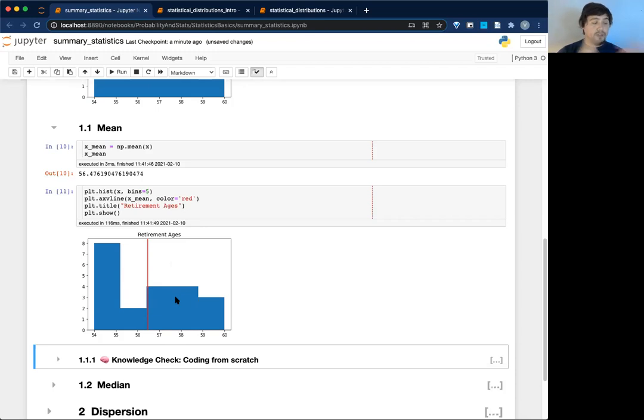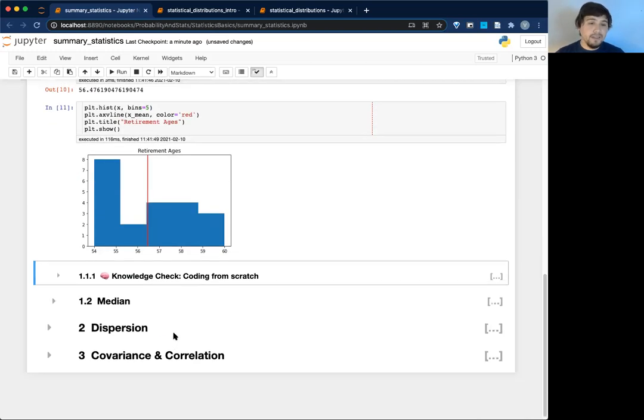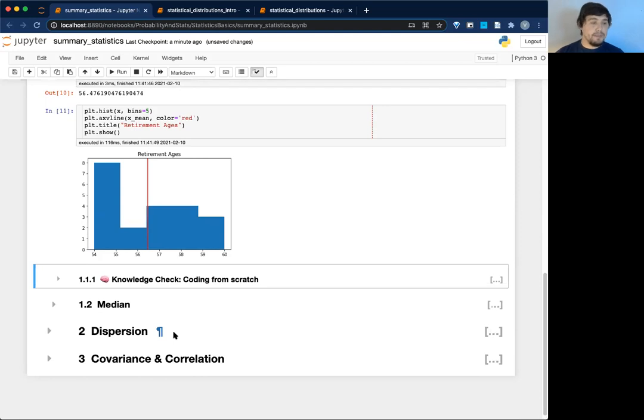So you can imagine that there are different modes here, mode being the most common value. For a small data set like this, you probably think, oh, there's a lot of 54-year-olds, and then the average is around 57.5 if we exclude those.